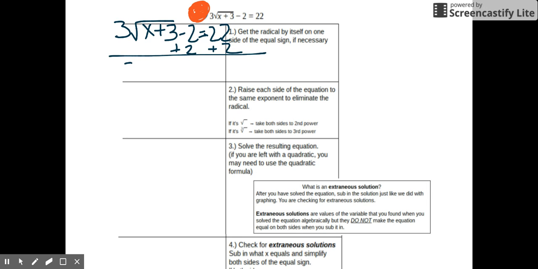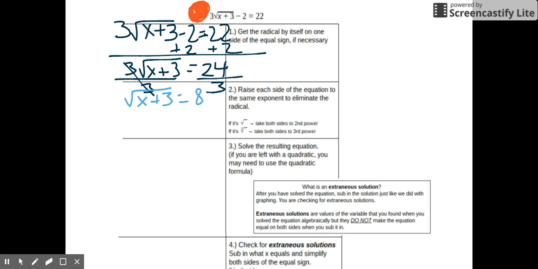Okay, the first step in this kind of problem is to get the radical by itself on one side. So remember, our problem is 3 square root of x plus 3 minus 2 equals 22. So I have to add 2 to both sides first. So I have 3 square root of x plus 3 equals 24. And I'm going to divide by 3. Okay, so I end up with the square root of x plus 3 equals 8.